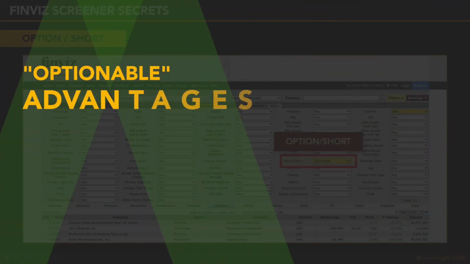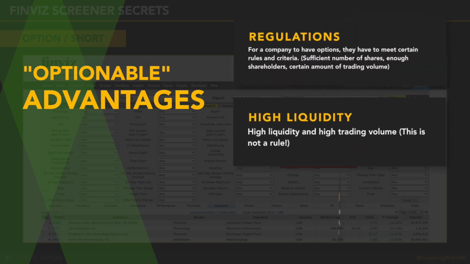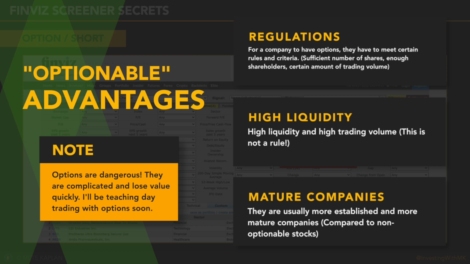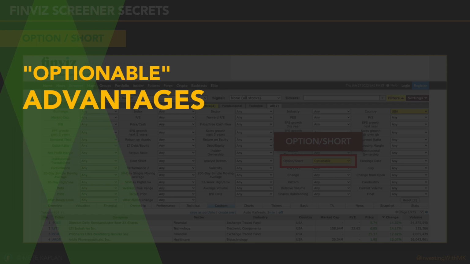What are the advantages of this setting? First of all, for a company to have options, they have to meet certain rules and criteria. They have to have a sufficient number of shares, enough shareholders, and a certain amount of trading volume. Stocks with options generally have high liquidity and high trading volume, but this is not a rule. They are generally more established and more mature companies compared to non-optionable stocks.